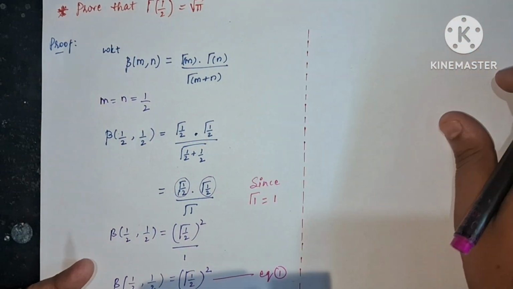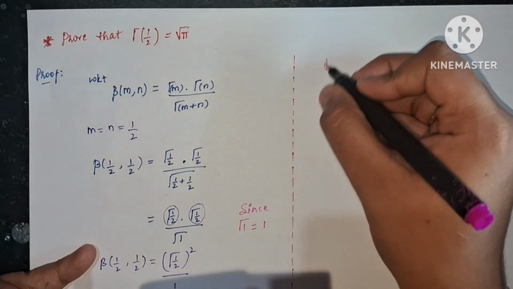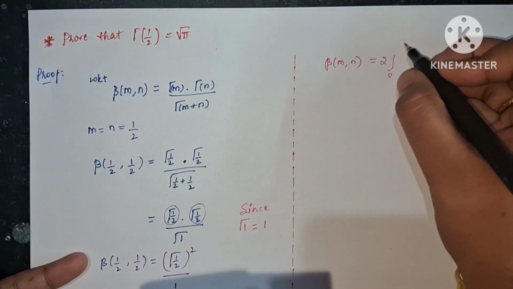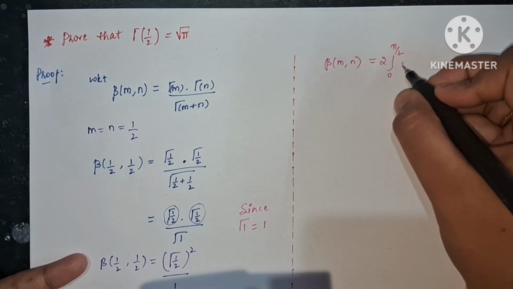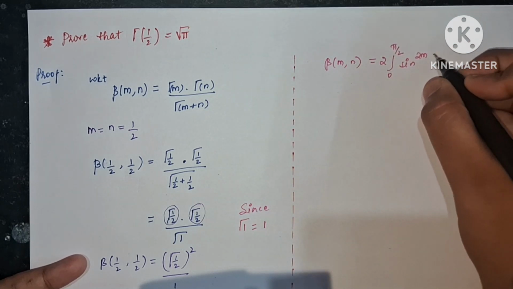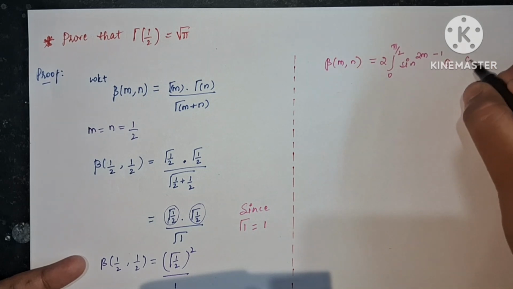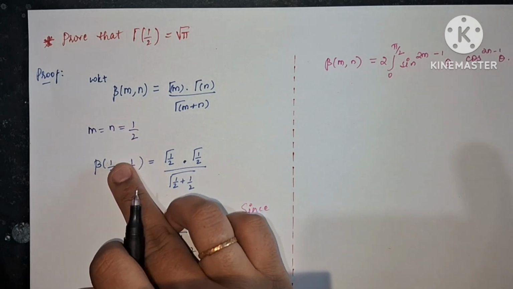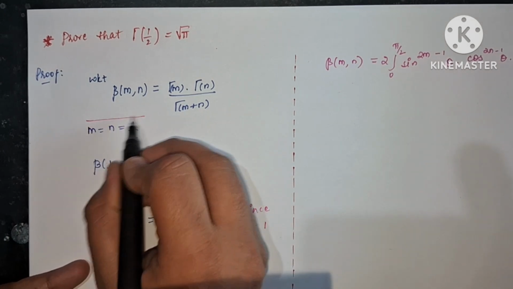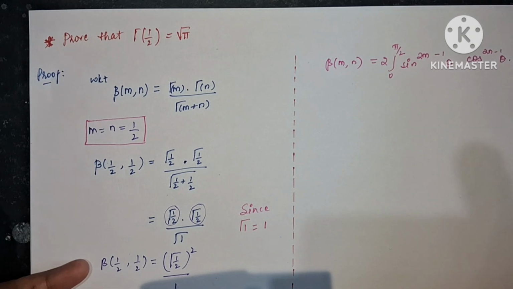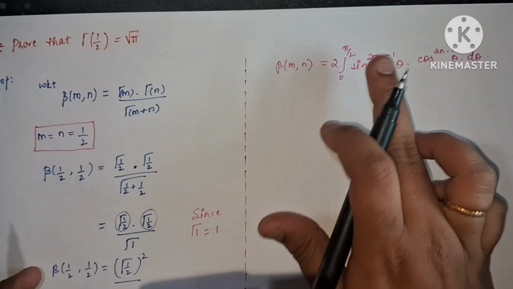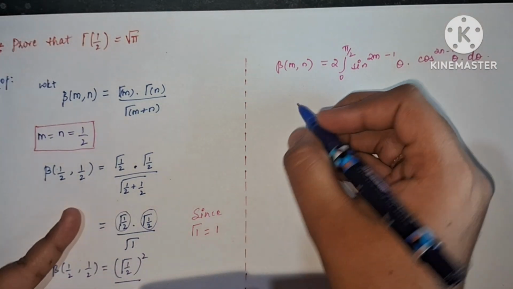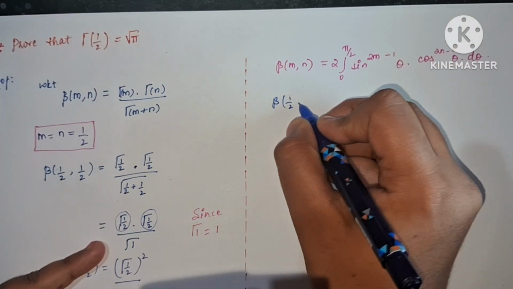Our alternate rule: beta of m comma n can be considered as 2 times integral 0 to pi by 2 sine to the power 2m minus 1 theta into cos to the power of 2n minus 1 theta d theta. So what are our m and n we have considered here? We have considered m and n both equal to 1 by 2. Correct. So now I will substitute m and n here. So what does it become? Look here, I am substituting m is equal to 1 by 2 and n is equal to 1 by 2 here.